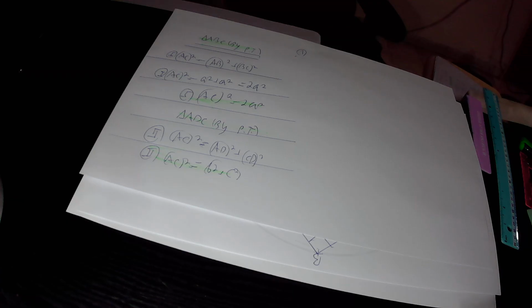Well, according to equation 1, we already found that AC squared equals 2A squared. So we have two different equations for AC squared. Therefore, we get equation 3, which says that AC squared according to equation 1 must be equal to AC squared according to equation 2.